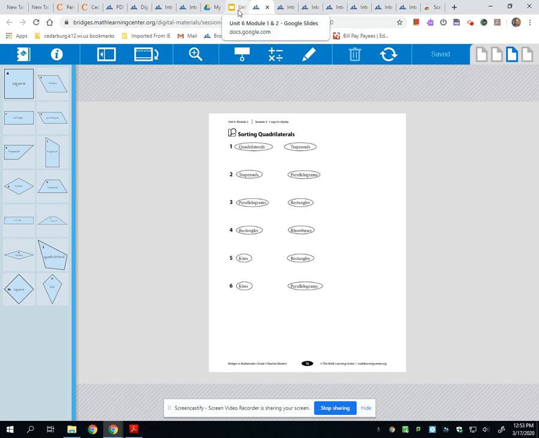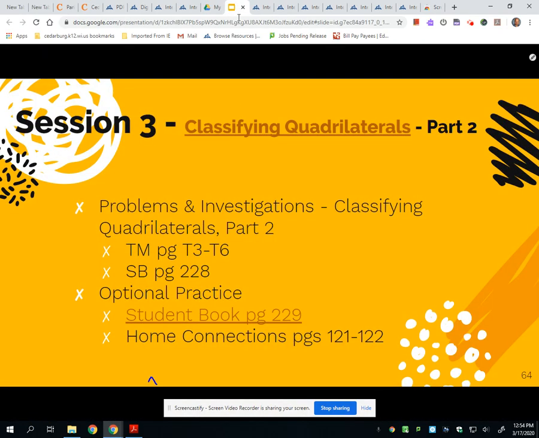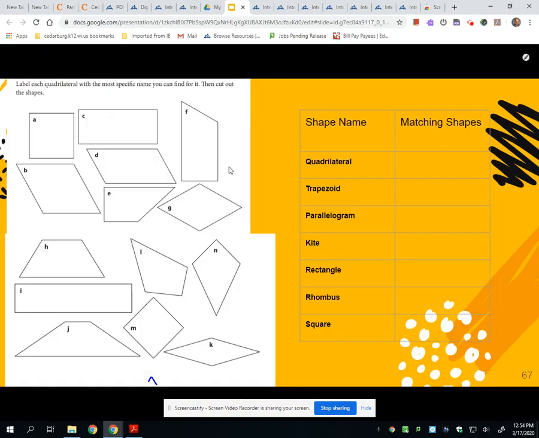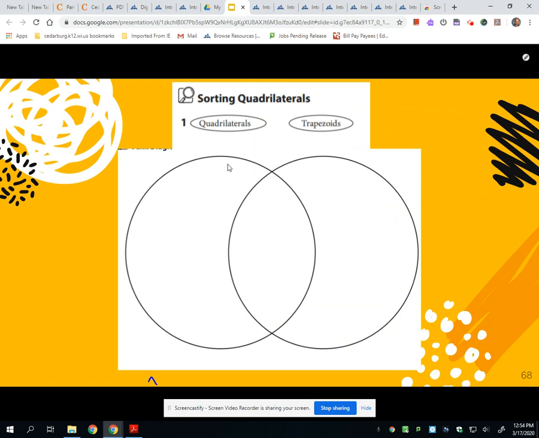What I'd like you to do is copy these down: quadrilaterals and trapezoids, trapezoids compared to parallelograms, parallelograms to rectangles, rectangles to rhombuses, kites to rectangles, and kites to parallelograms. So we are going to look at the different parts of each one of these, starting with quadrilaterals and trapezoids.